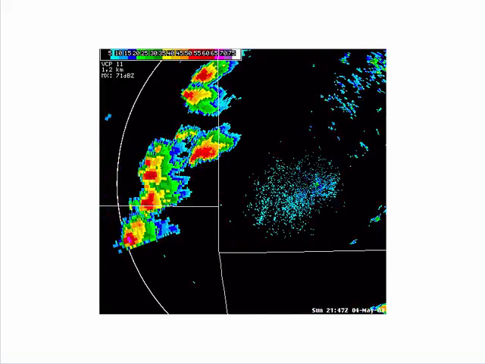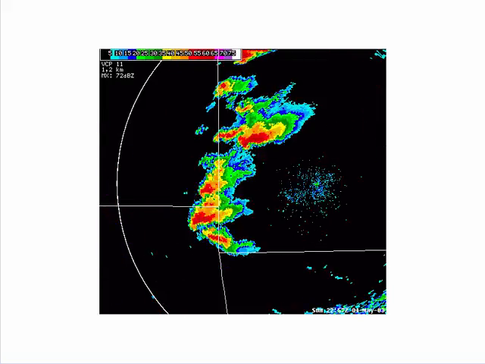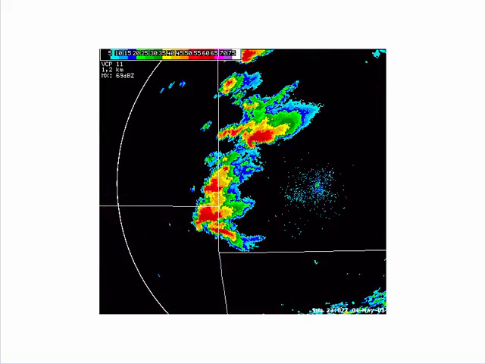Let me erase that, stop the loop, and go forward to about this time, or maybe a little bit later, right at 23Z. At this time, the right mover, which is indicated here, has a really good inflow notch. It has a hook-shaped appendage, and it was producing a tornado here in Ottawa County, Oklahoma. The left mover is producing no tornadoes, but due to its rapid motion, it is producing some straight-line wind damage as well as some very large hail.